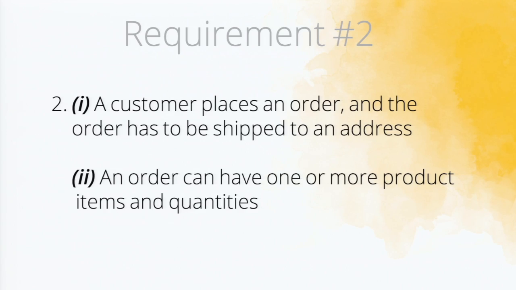And then requirement 2 is that if a customer places an order online, the order has to be shipped to that address, and a customer can place more than one product in the order, and can place one product, and each product can have multiple quantities.